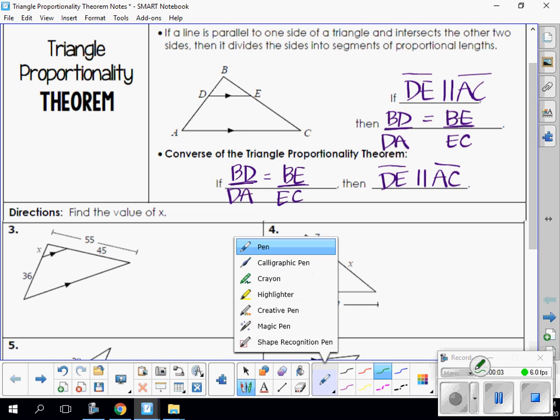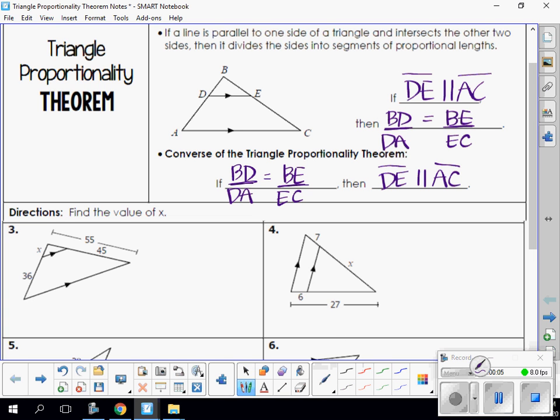Okay guys, today we are on page 12 of your chapter 7 note packet. The final section that we have to get to is called the triangle proportionality theorem. So go ahead and pause the video and fill in these blanks accordingly.